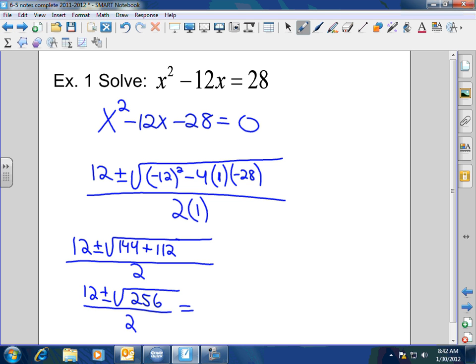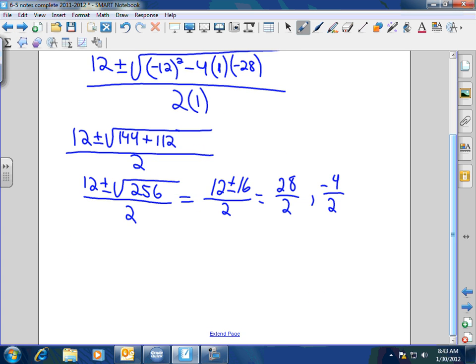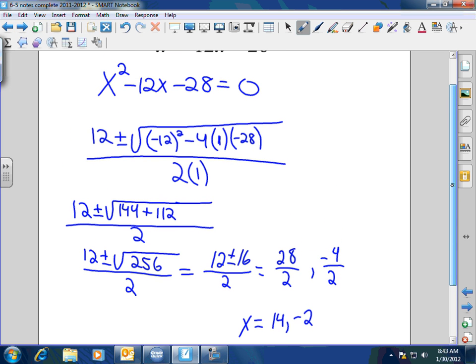Now, before I allow you to use the calculator, we have to simplify this radical. Yes, sir. 16 times 16 is 256? Yes, good job. So this is going to be 12 plus or minus 16 divided by 2, which is going to equal 28 divided by 2, and it's going to equal negative 4 divided by 2. So x will equal 14 and negative 2.